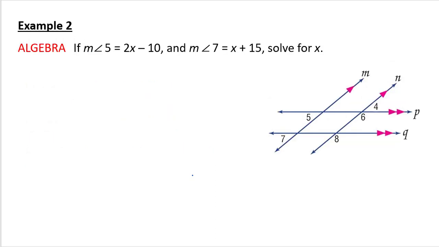Okay, example 2. They give us angle 5, and I'm solving for x. They give me angle 5 here and angle 7. Those two angles are going to be congruent. 2x minus 10 is going to be equal to x plus 15, because if M is my transversal, and P and Q are my parallel lines, those are corresponding angles. If I subtract over the x and I add over the 10, I get 25.